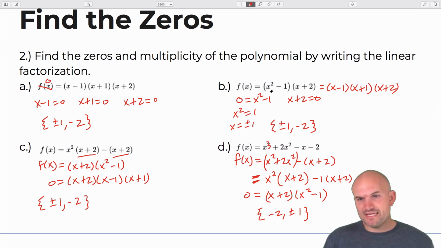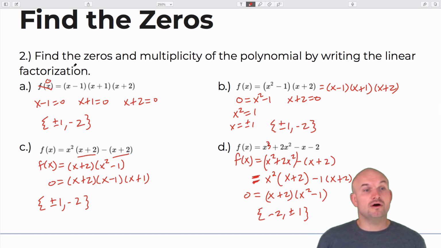The next one, or I'm sorry, the first one, the main important thing is writing the linear factorization. That's already written as a linear factorization, so there's nothing I really need to do. This one, though, is not written as a linear factorization. So you don't need to find the linear factorization to solve, right?